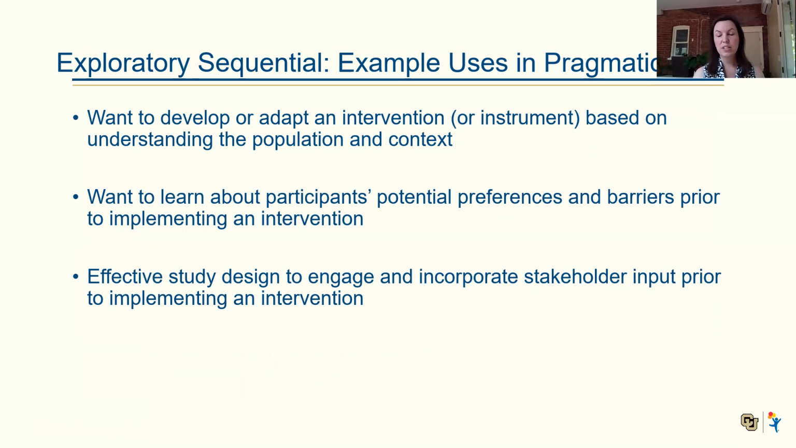Exploratory sequential is really informative. Again, if you engage your stakeholders or your participants in the qualitative phase, you'll be engaging in your quantitative to really understand their experiences and their preferences and their context, and really understand if there might be some barriers or challenges you might experience with implementing your intervention. It allows you time to potentially make some modification to both your intervention, but also your implementation strategy if needed.